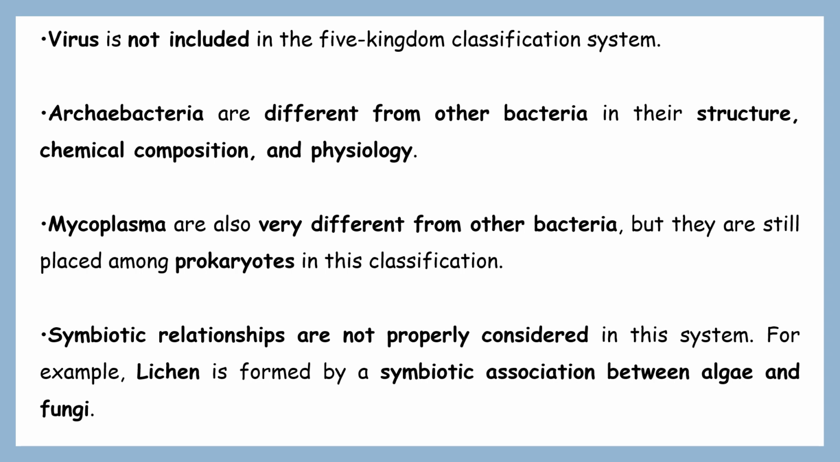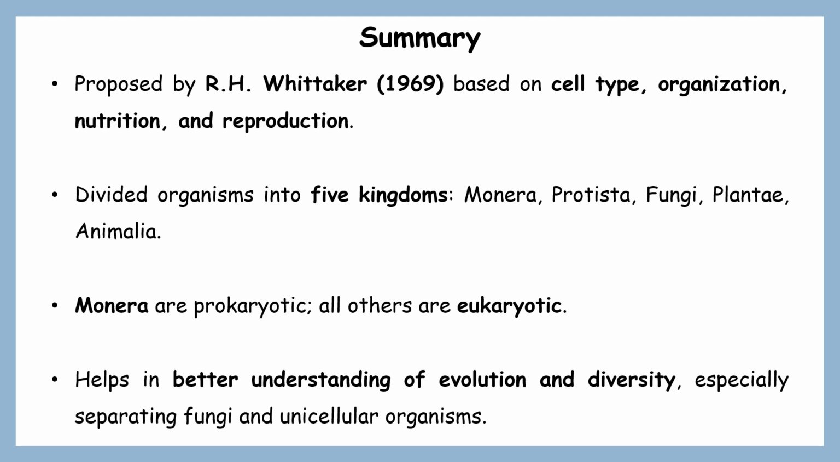So these are a few limitations of the five kingdom classification proposed by Whittaker. Coming to the overall summary, this classification was proposed by R.H. Whittaker in 1969, based on cell type, organization, nutrition, and reproduction. He divided organisms into five kingdoms: Monera, Protista, Fungi, Plantae, and Animalia. Monera are prokaryotic and all the others are eukaryotic.